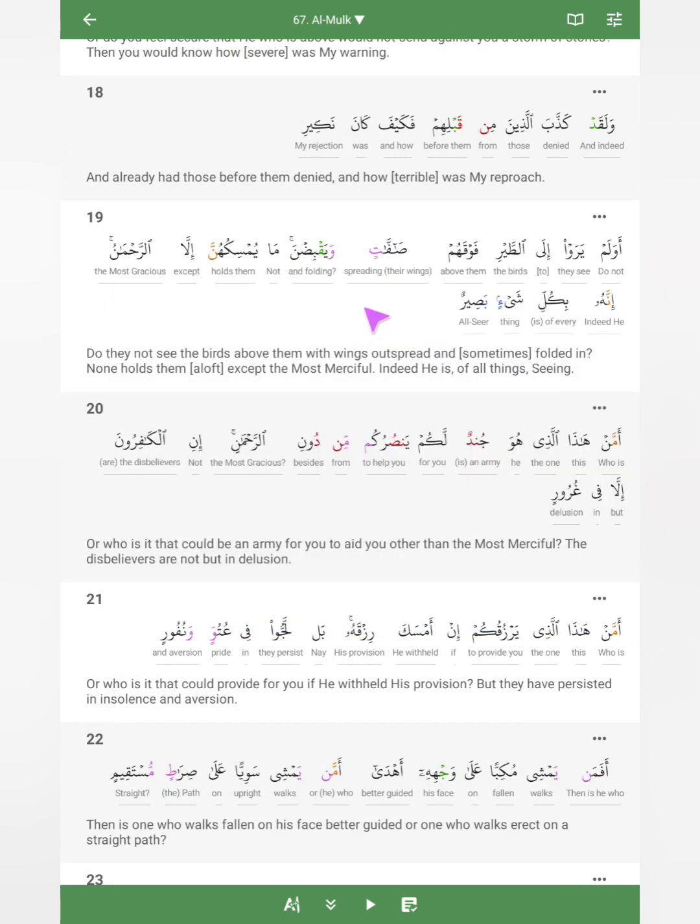And there are so many ways that birds go out, they spread, and then they come back, right? So who holds them in the sky? Why don't they fall? They don't fall because Allah Ta'ala is holding them in the sky. Innahu bikulli shay'in basir. Indeed, He is of all things seeing. He sees everything.